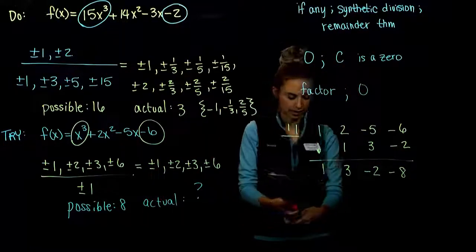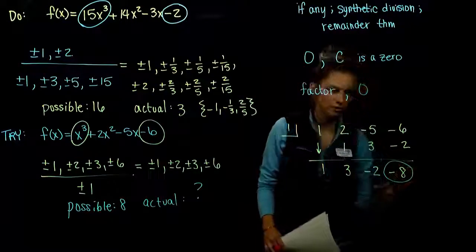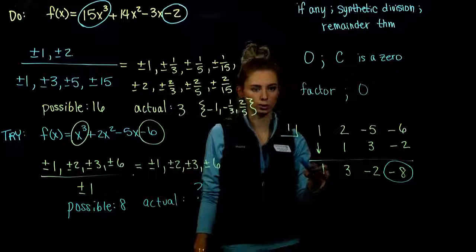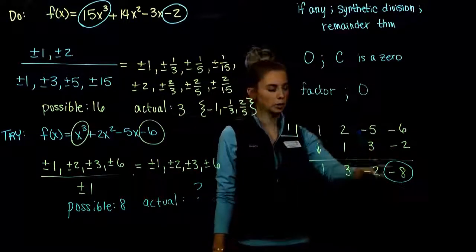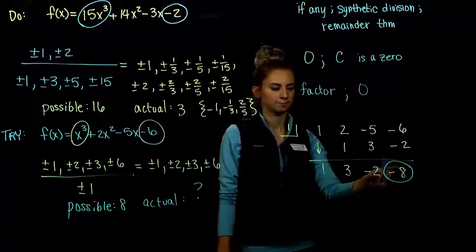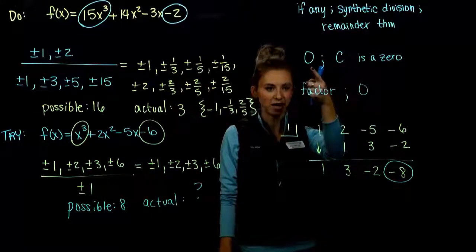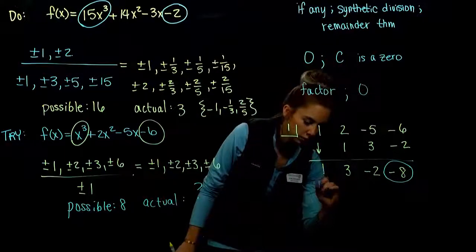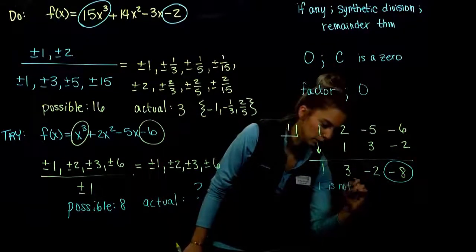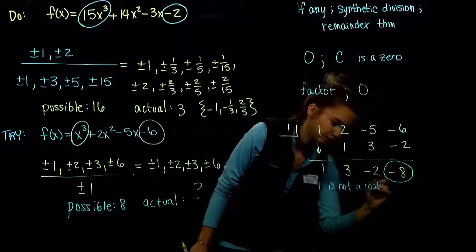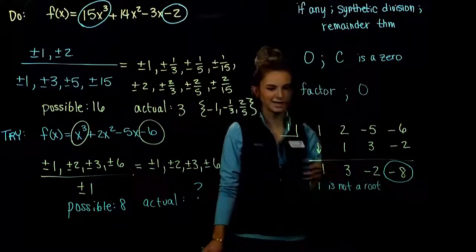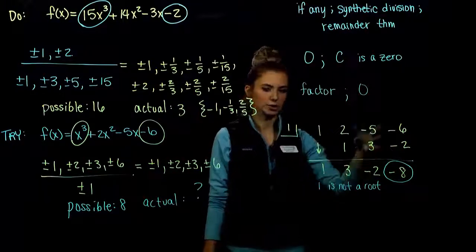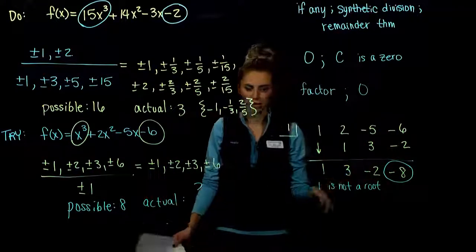And the thing on the end, I always circle it so I know that's the remainder and I don't get confused thinking it's a part of the whole quotient. All right, so what is my remainder in this case? Negative 8. Is negative 8 0? It is not. So that tells me that 1 is not a root. Okay, because I did the synthetic division, I checked that root, and I didn't have a remainder of 0. So that one's out. So what should we try next?